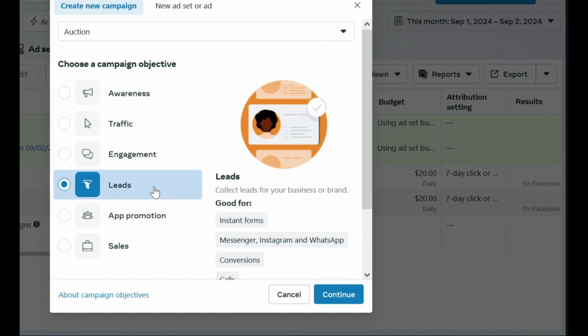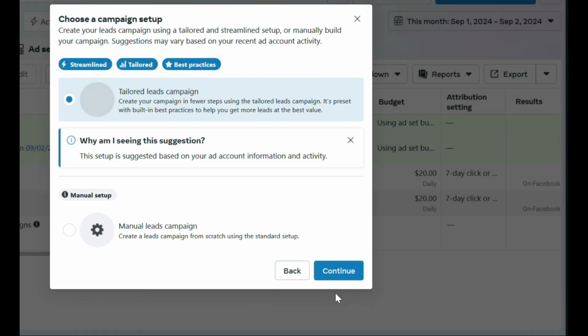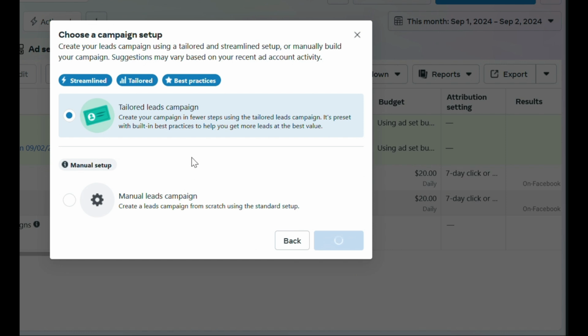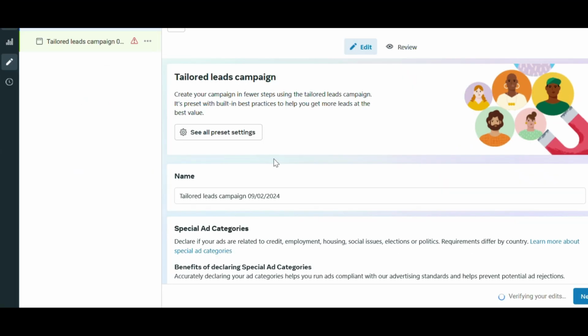What we want to do is go to the leads objective in our Facebook campaign. We want to hit continue. And for this campaign, we're going to go with a tailored leads campaign setup. This is where Facebook essentially is going to help us create a streamlined approach. They use their AI. They're really cool, and they're going to essentially build the campaign for us.